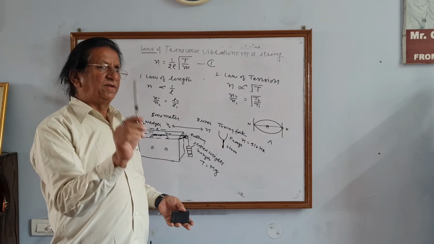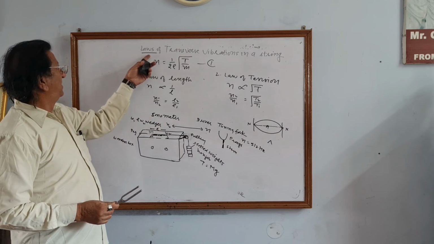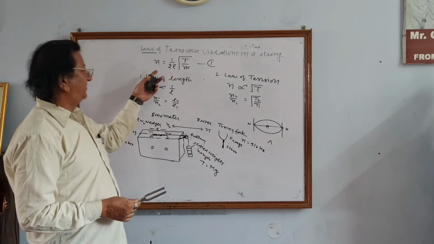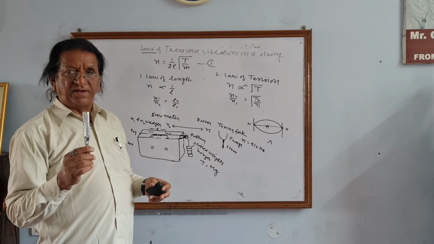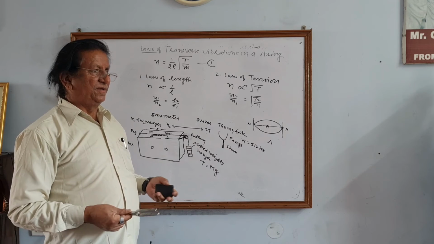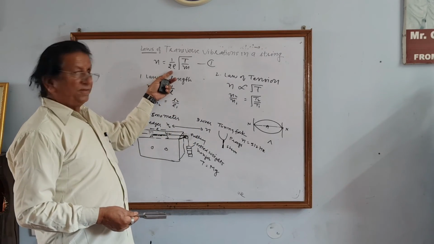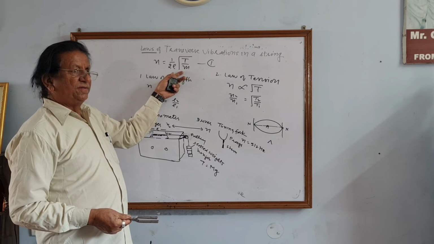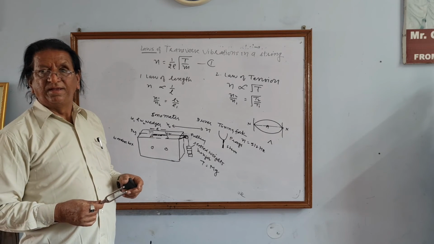So this is the driver in this sonometer case, which is an instrument to verify the laws of transverse vibration in a string. There are 5 laws. First is the law of length, second is the law of tension. When you are verifying one law, you have to keep other factors constant. When you are verifying the law of tension, you have to keep the length and the mass per unit length, meaning the material of the wire, the same. Only tension is to be changed.